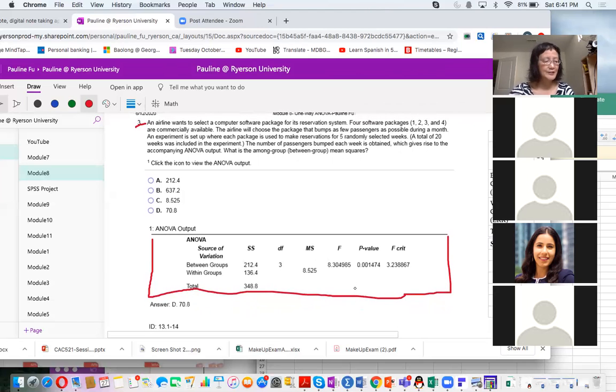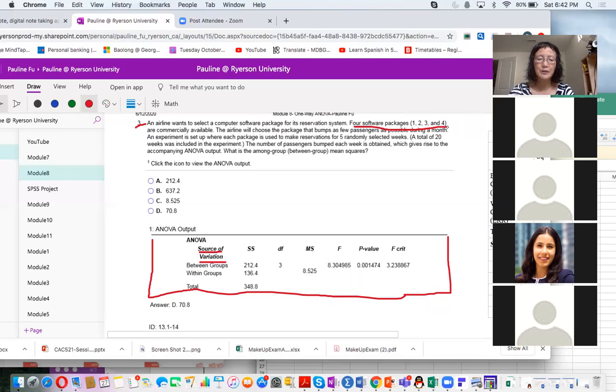All right, so let's explain. Where do we start? Start with source of variation. Remember, you want to compare. There are 4 groups here because you have 4 software packages. So you want to compare 4 population means. Imagine when you want to compare 4 population means, there are variations.